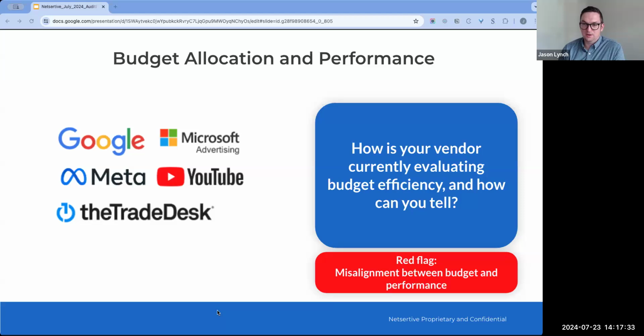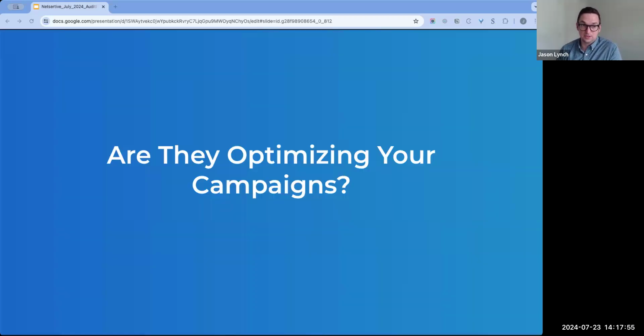And I think that's part of what we'll talk about later around the account roadmap: how well that vendor is managing your expectations proactively, right? And if we're doing something that seems counterintuitive right now, you should really understand why and how that's going to evolve over the next few months. So, are they optimizing your campaigns?